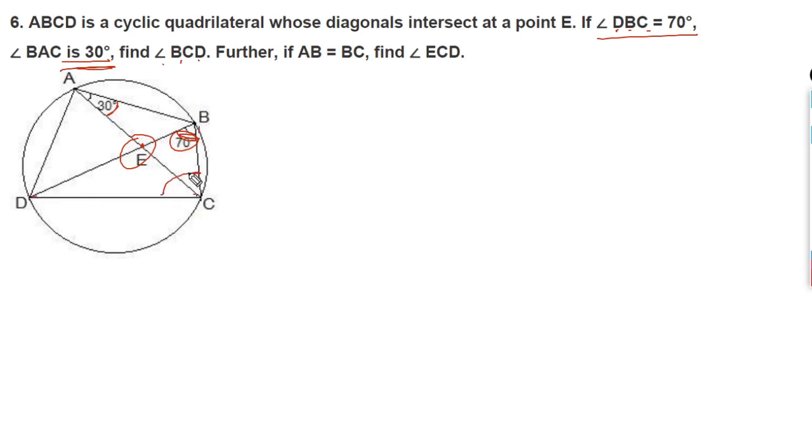First, this angle you have to find. Then further, if AB is equal to BC, here AB equals BC, then also find angle ECD. So you have to find two angles. Angle BCD means this big angle. Angle ECD means this small angle. So let's start.